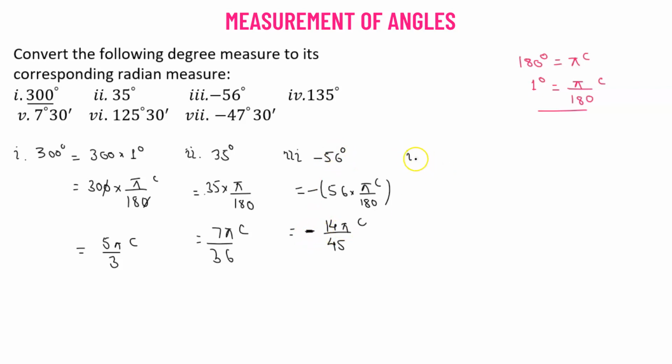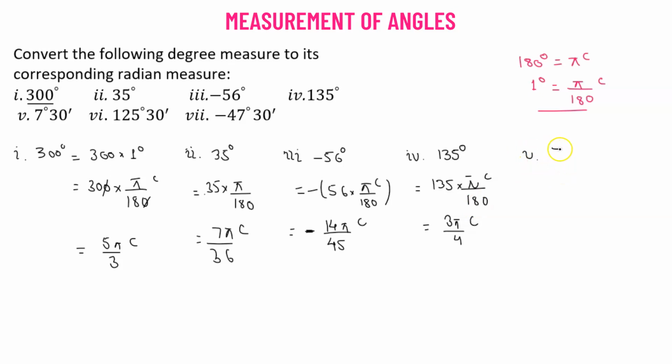Fine. Moving on to number 4, we have 135 degrees. So that will be equal to 135 multiplied by pi over 180 radians. So that will be equivalent to 3 pi over 4 radians. So for 135 degrees, the radian equivalent will be 3 pi over 4 radians. Very simple. Moving on to the fifth one.